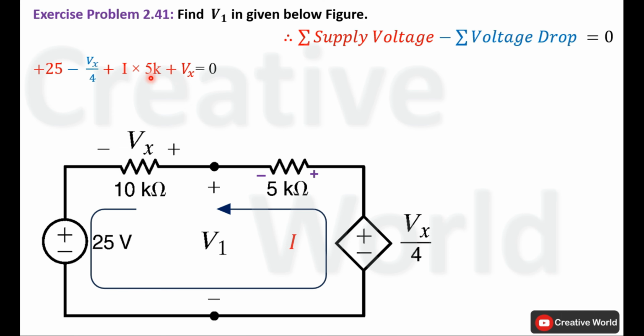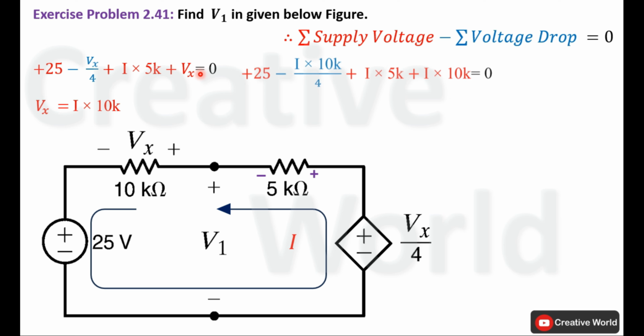That's why we will replace the value of Vx with its equation. Value of Vx will be equal to the product of current through this 10 kilo ohm resistance, that is I, and the value of resistance 10 kilo ohm. Here this current is taken with positive sign because current is entering from positive terminal of this 10 kilo ohm resistance. Now inside this equation replace Vx with its value.